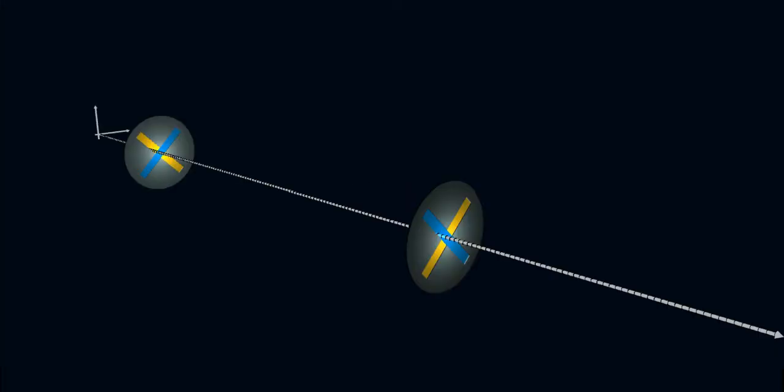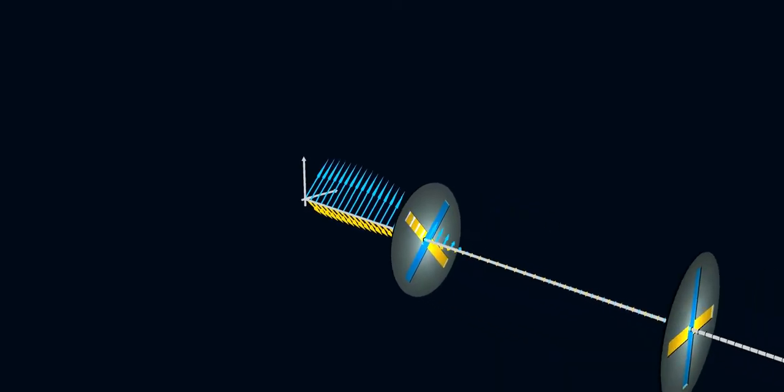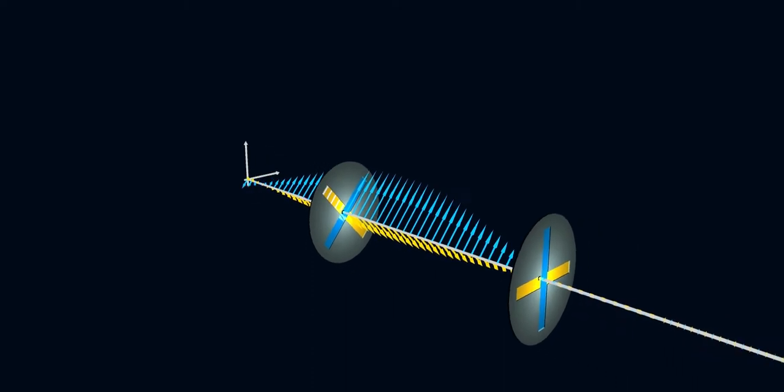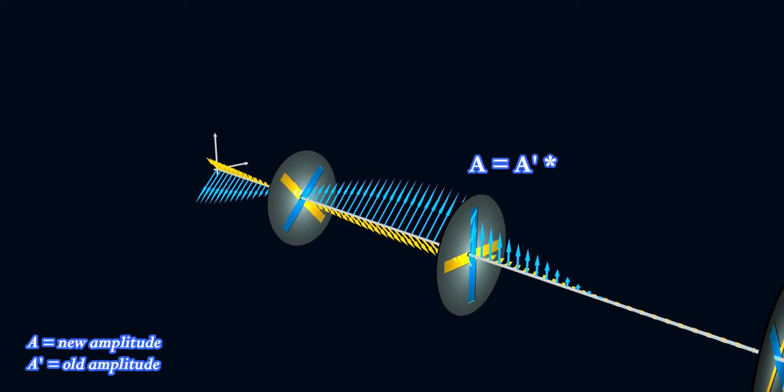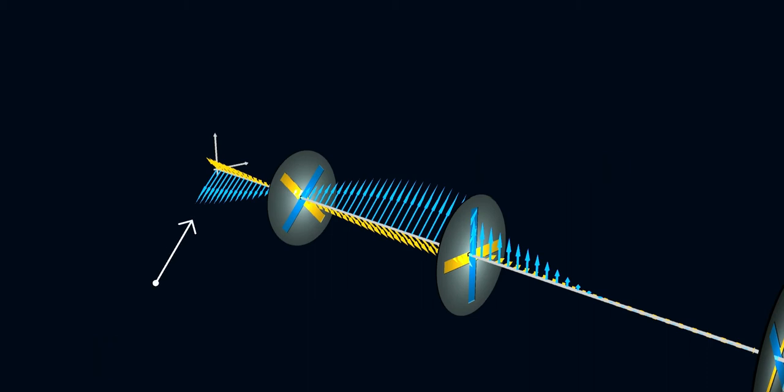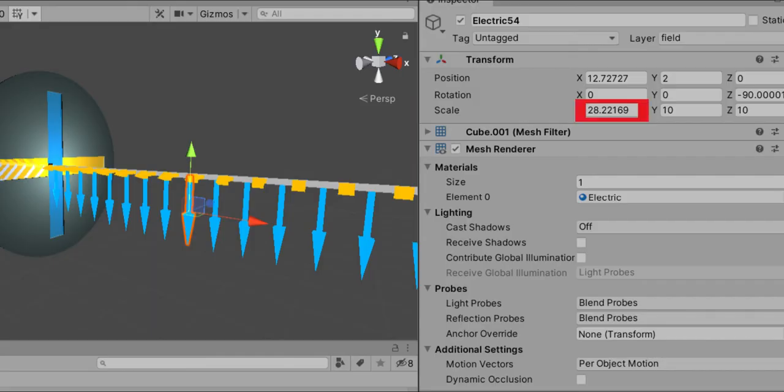Now, what will happen if I place a third polarizer in between, oriented at 45 degrees? Let's discover it. The wave passes the first filter as before, with no problem. At the second filter, the amplitude must be rescaled by the cosine of 45 degrees, so by square root of 2 divided by 2. And this is exactly what happened. The initial amplitude is 40, and the amplitude in this section is 28.28, so 40 multiplied by the square root of 2 divided by 2.